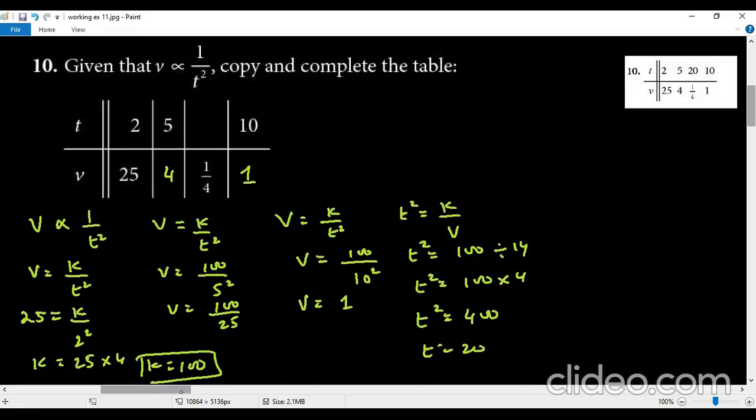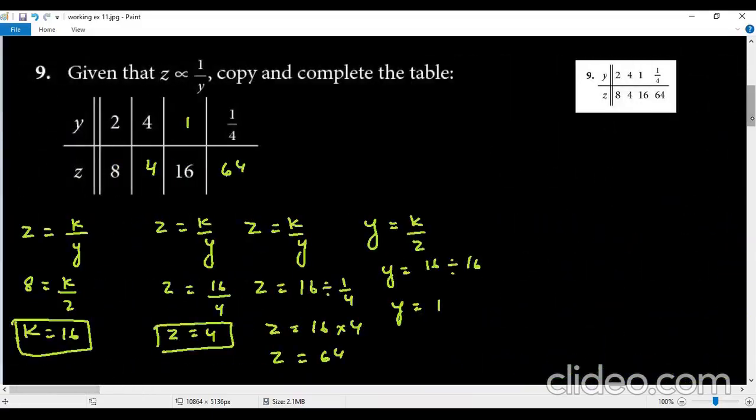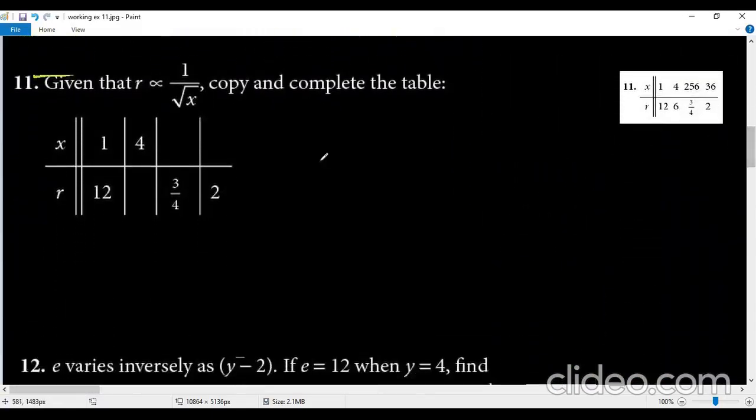Now comes question number 11. And here it says r equals k over under root x. Now we know very well we need to find out the value of r first. We need to find out the value of k first actually. So it is 12 over k is unknown, and under root x is 1. That means the value of k is 12.